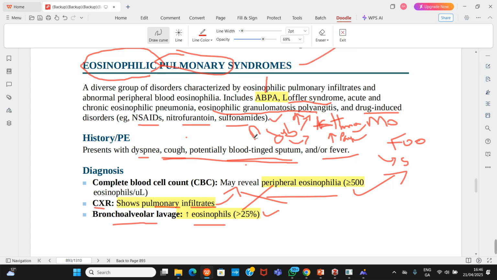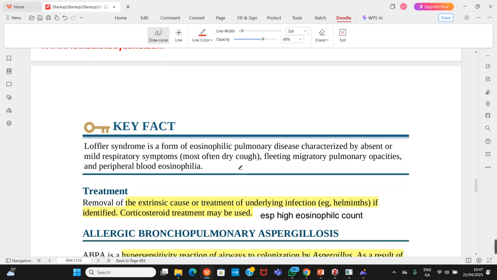So, if they tell us that somebody's using a drug, sulfonamide, NSAID, nitrofurantoin, we know that that is the cause of all these things. If we do a precipitin test for aspergillosis, or we test for IgE against aspergillosis, and it's positive, we know that okay, this is likely to be ABPA. If we do ova and parasites, and we identify the eggs of ascariasis, we know that this person is having Loeffler syndrome. Very important stuff. So let's take them one by one.